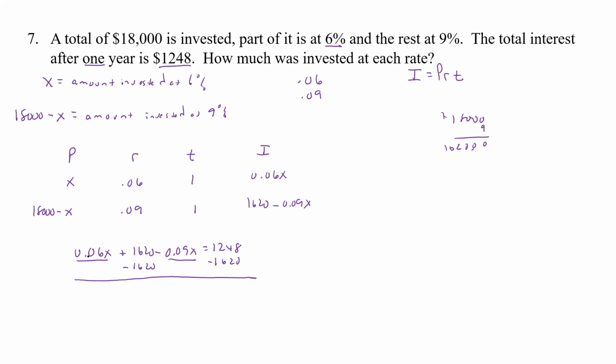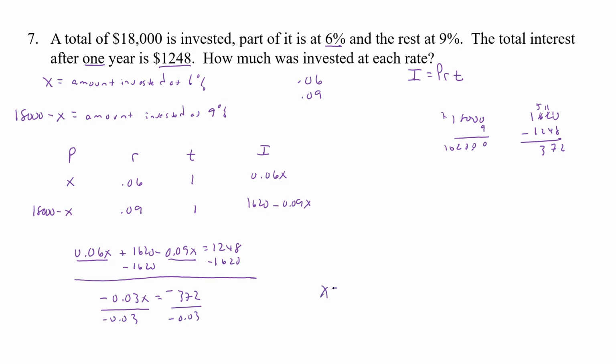All right, so 0.06 minus 0.09 is minus 0.03x. And if we take this one and subtract it, let's take it higher over lower: 1620 minus 1248. That's going to be 372, so we have negative 0.03x is equal to negative 372. Now we have to divide by negative 0.03.